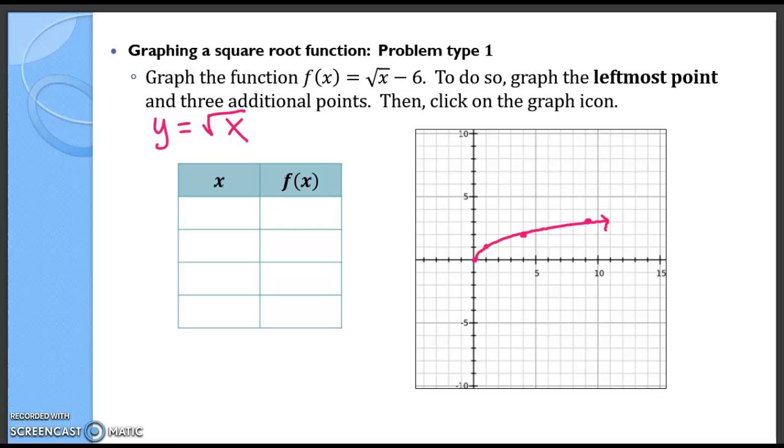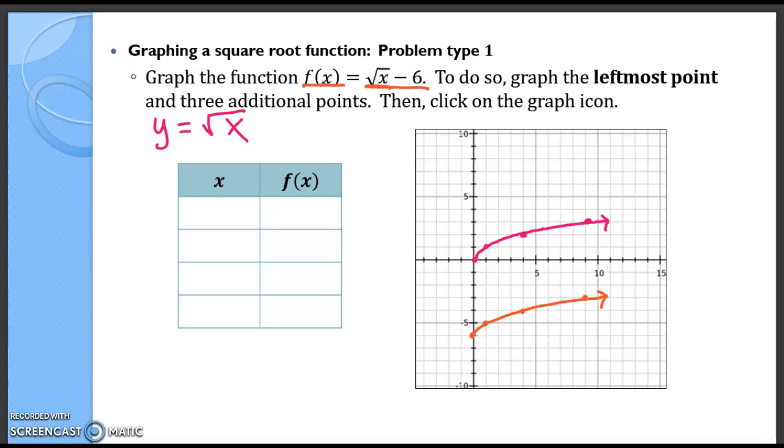But the actual function is all of the outputs of our parent function minus 6. So this output, parent function, we subtract 6. This output, we subtract 6. So what are we doing? We are going down 6 every time.